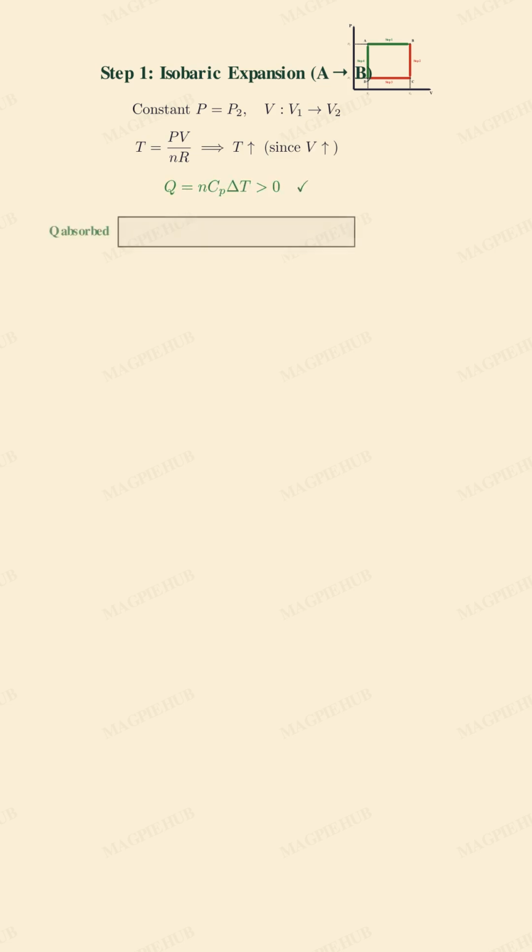Let us analyze each step. Step 1 is an isobaric expansion from A to B at constant pressure P2. Volume increases from V1 to V2. Since T equals PV over nR, and pressure is constant while volume increases, temperature increases. Therefore, Q equals nCP delta T, which is positive. Heat is absorbed in step 1.